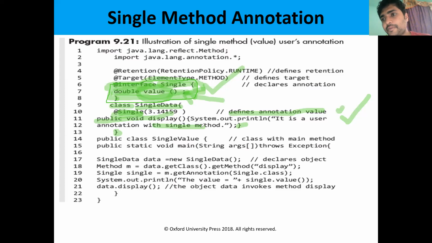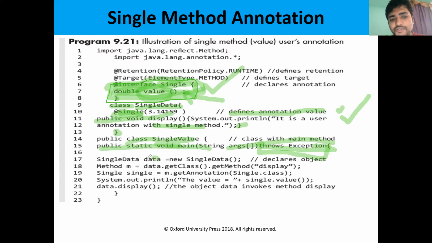Then I am defining the main class, the public class Single Value. So this is the main class, the driver class. In this we have the public static void main method, and we are defining some exception. That will be coming in the next session. In the next unit we will get to exception handling, where we can discuss throws exception in detail.